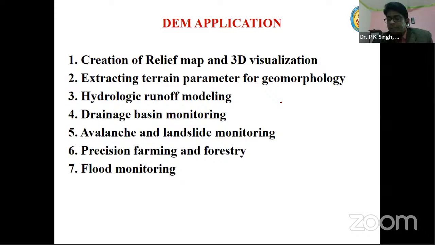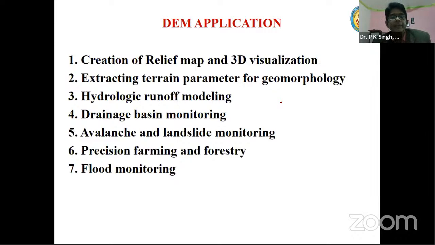Then some DEM applications. You know, digital elevation model data is very useful in different types of analysis. See, creation of relief map and 3D visualization, extracting terrain parameters for geomorphology, because they are definitely helpful in studying forestry. Hydrologic runoff modeling: how the hydrology is changing, runoff, if runoff is there, how the area will be inundating, where the water will be stored, what area will be under water.